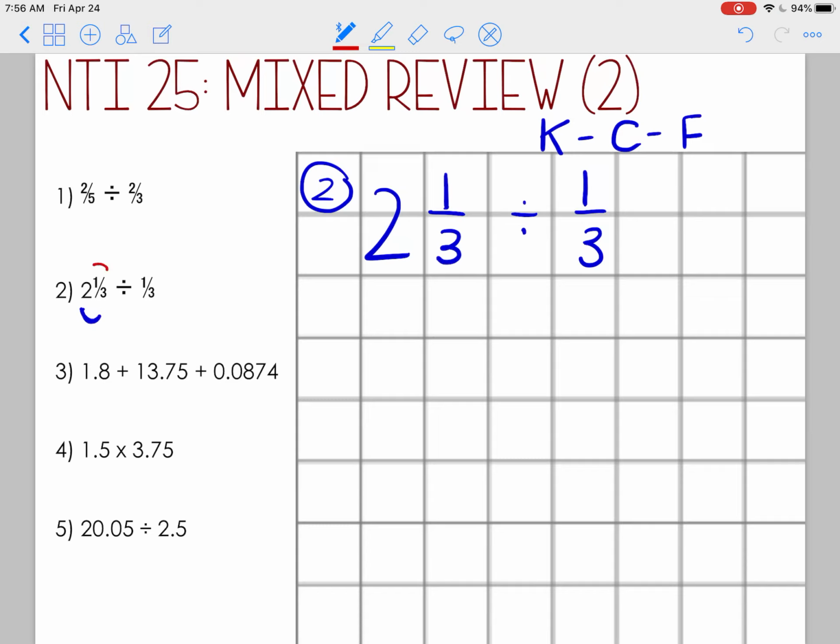We can't divide our mixed number, so what we're going to do is we're going to turn it into an improper fraction. To turn our mixed number into an improper fraction, we take our denominator, 3, times our whole number, 2, plus our numerator, 1. So we have 3 times 2 is 6, plus 1 gives us 7, and then we just keep our original denominator of 3. So we have 7/3 divided by 1/3. So that's the first step, is to go ahead and change that mixed number into an improper fraction.